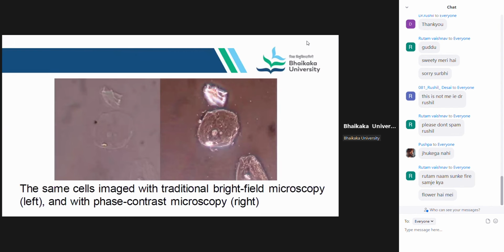The same cell image is shown here with traditional bright field microscopy on the left side and with phase contrast microscopy on the right side. In bright field microscopy, there is no phase contrast, so we cannot clearly see the detail of the cell. But in phase contrast, because of this phase differentiation, we can see the detail of the cell.